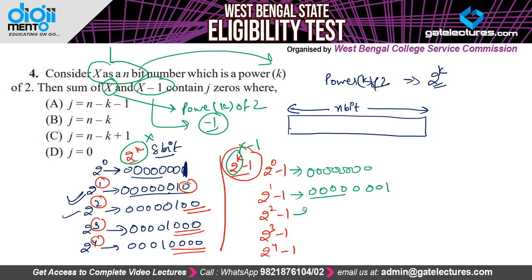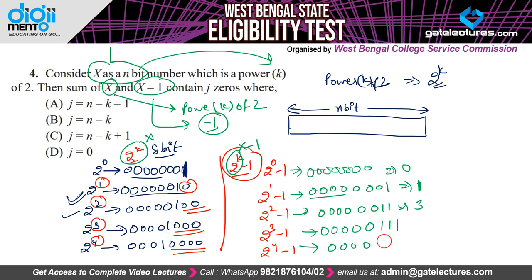2 raised to power 2 minus 1 means we have 1, 2, 3, 4, and we have 0, 0, 1, 1, which is representing number 3, this is representing number 1, and this is representing number 0. 2 raised to power 3 minus 1 is 7, which is 0, 0, 0, 0, 0, 1, 1, 1. 2 raised to power 4 minus 1 is 0, 0, 0, 0, 1, 1, 1, 1.